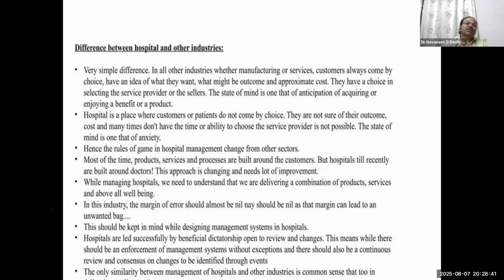But a hospital is a place where customers or patients do not come by choice. They are left with no choice but to come and become available to the doctor. So they are not sure of their outcome or cost, and many times they don't have the time or ability to choose what they want.